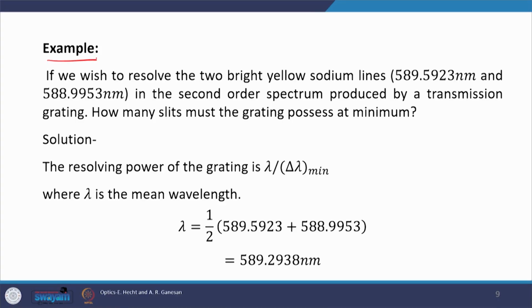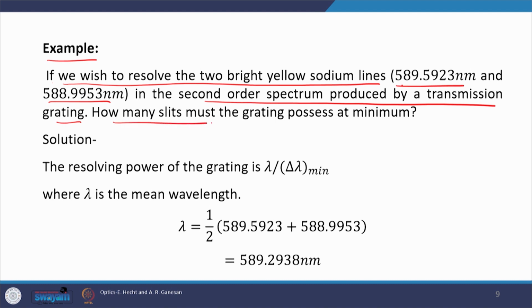Once all these things are known, we can now solve an example here. The problem says: if we wish to resolve the two bright yellow sodium lines with the wavelengths given here, in the second order spectrum produced by the transmission grating, how many slits must the grating possess at the minimum? What is given? The two wavelengths are given, lambda and lambda plus delta lambda. The second order means m is also given, and what is being asked is how many slits the grating possesses at minimum, so N is being asked.